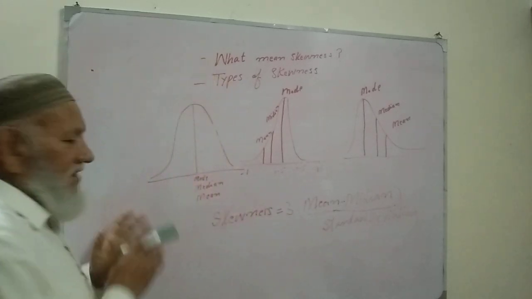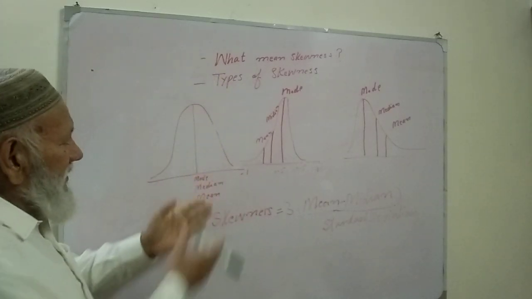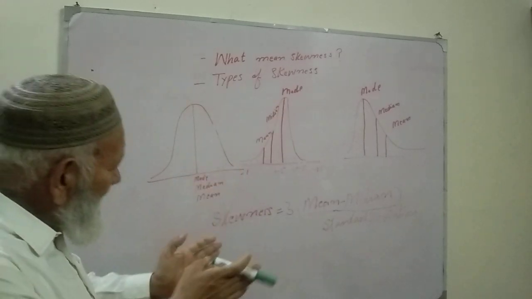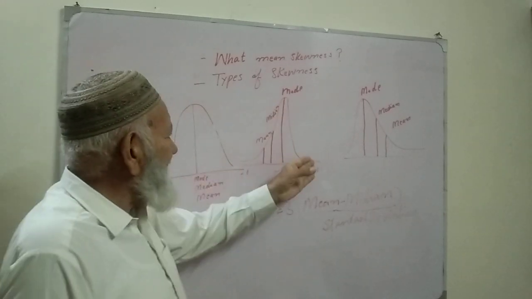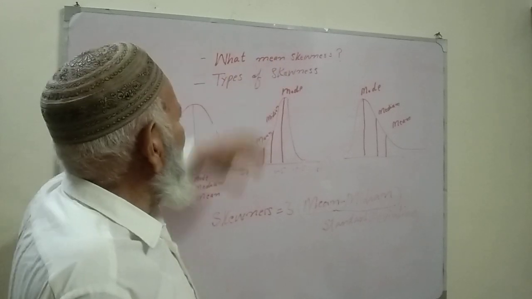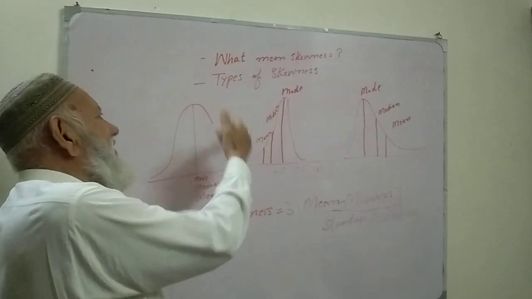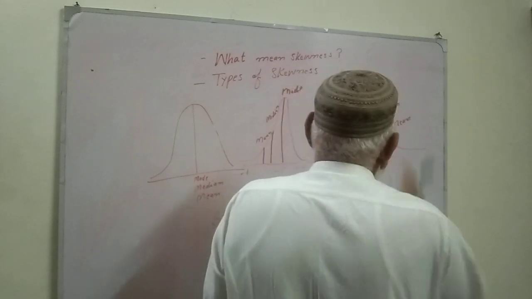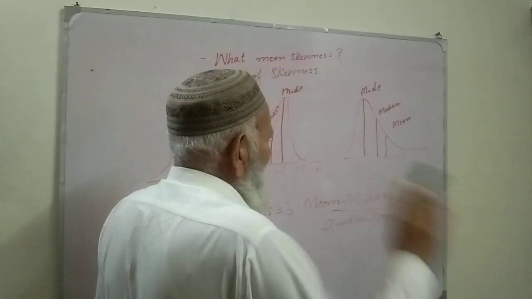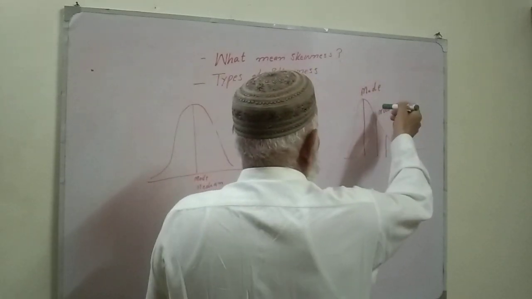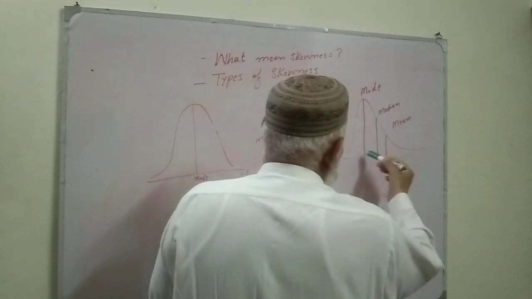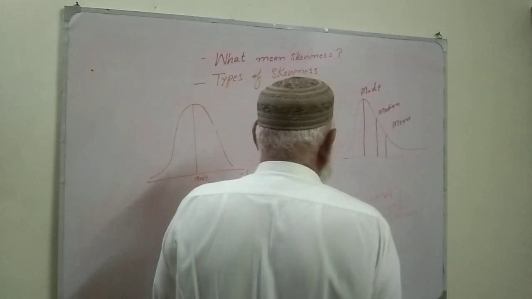The left side and right side situation will be equal, but here the left side will be spread more than the right side. So the data will be negatively skewed. Where the data is spread to the right side, the mean will be more than the median, and the median will be more than the mode. So there the data will be positively skewed.